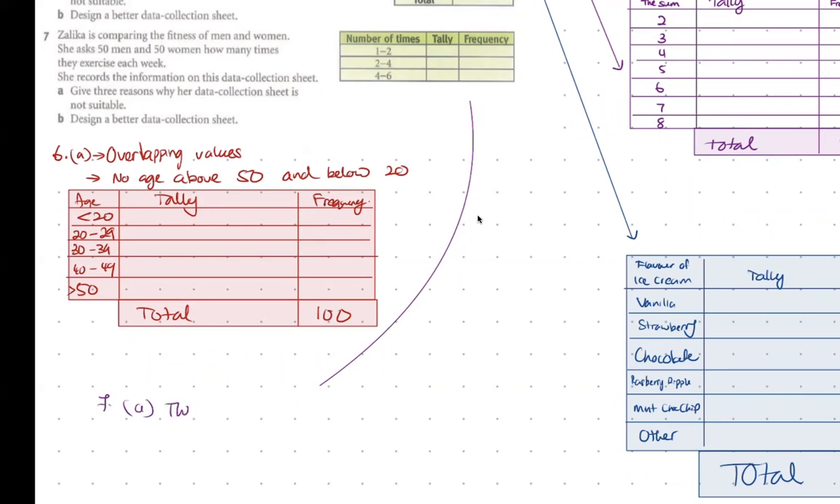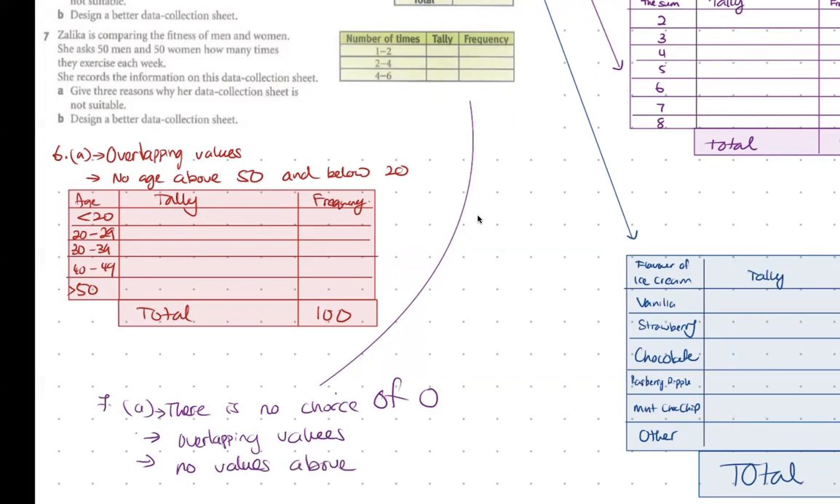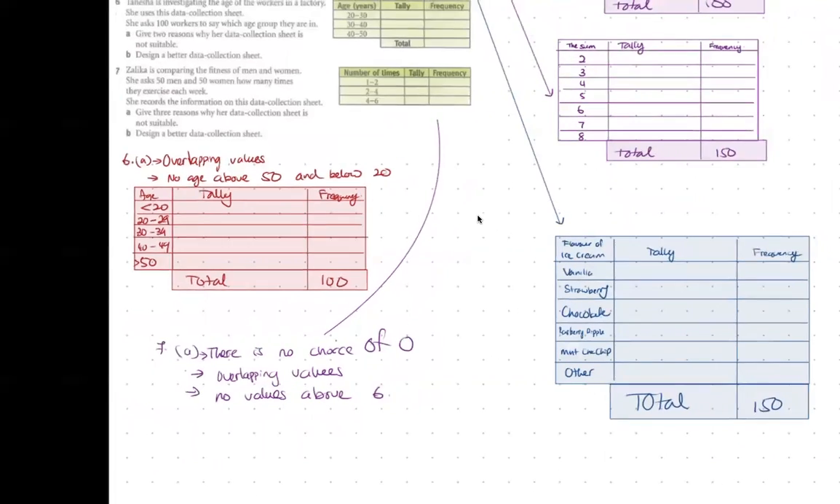There is no choice 0. Second one, overlapping values. No values above 6. So let's design a better one.